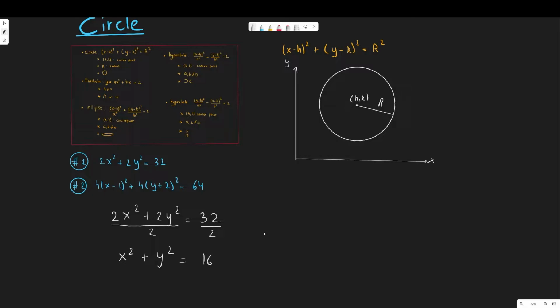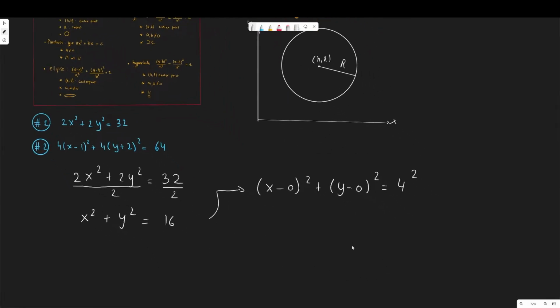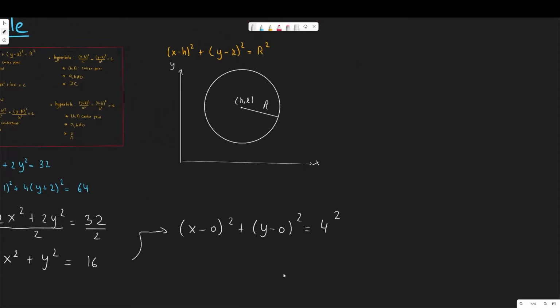And now if we want this equation in the exact form as the standard equation, we have to set h and k equal to 0. So we'll get (x - 0)² + (y - 0)² = 16, which is the same as 4². So now we know that the center point according to our standard formula will be the origin (0, 0), and that the radius will be 4.